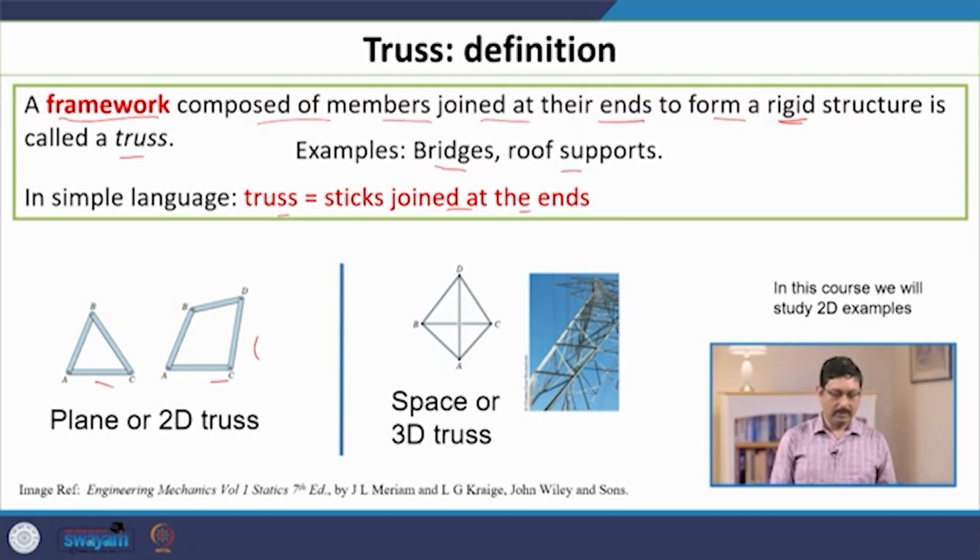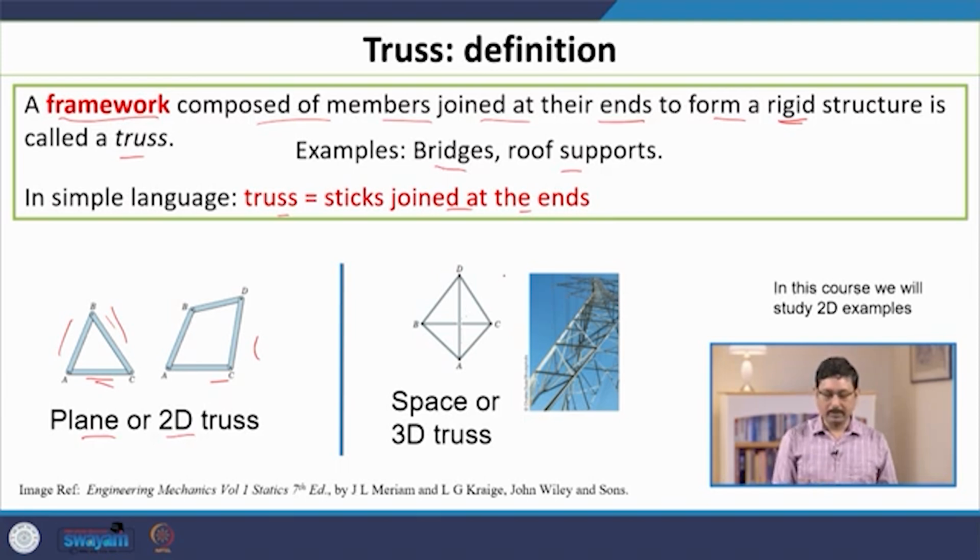Now, note that there are two types of frameworks possible. One in which these sticks joined and these frames form a planar structure, which means all the sticks or beams are in the same plane. So, this is a plane or two dimensional truss. The other possibility of course is, for example, using 4 sticks in a plane you can make a quadrilateral, but in 3 dimensions you can make a pyramid. So, this is an example. 1, 2, 3, 4, 5, 6, okay, there are 6 sticks here.